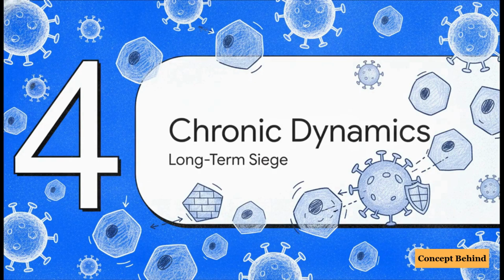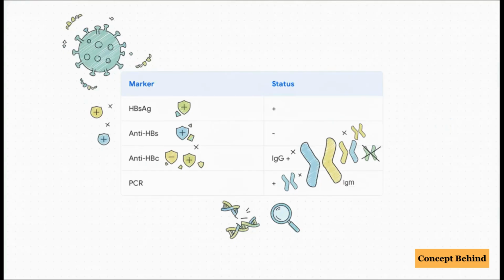Let's jump into part 4, chronic infection dynamics. What happens when the virus survives that acute phase and just digs in for a long-term siege? In a chronic infection, the virus is still heavily present in the body. So, once again, the surface antigen, HBsAg, is positive, and the free surface antibodies remain depleted and negative. The viral DNA is still hanging around, so PCR is positive.